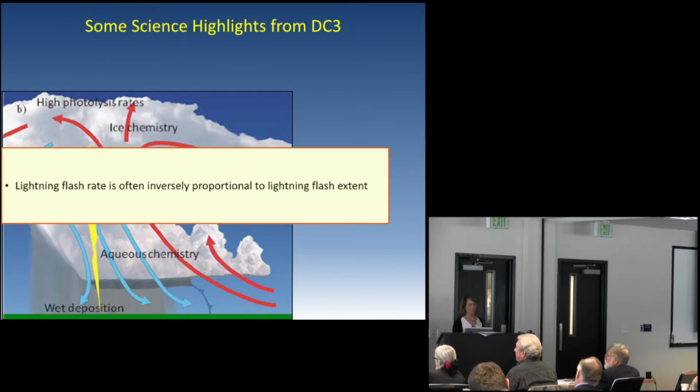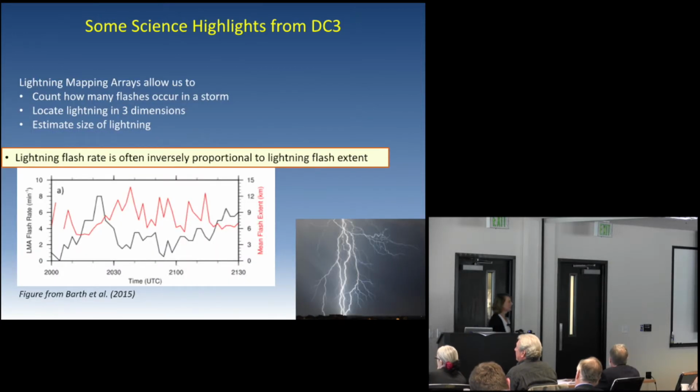I'm going to move to the lightning aspect and how it produces nitrogen oxides. One of the things that we noticed from our lightning mapping arrays is that the lightning flash rate is inversely proportional to the extent of the lightning flash. And so you can see in this bottom right picture that you don't just have a straight line of lightning going from cloud to surface, but you have all these branches. And so we can estimate how big that lightning flash is, and we call that a flash extent, and that's shown in the red here.